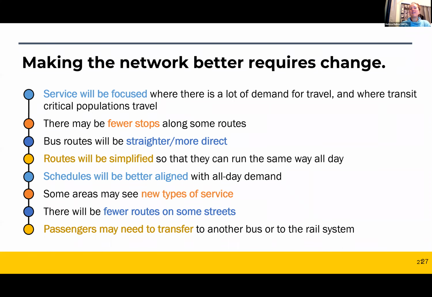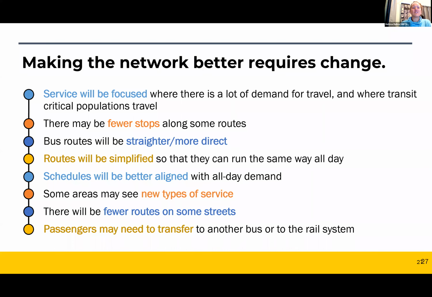There also may be fewer routes on some streets. For example, there are some streets where we might have 2 or 3 different routes, each of which is not particularly frequent. And I think that the riding public would be better served if perhaps those resources were consolidated into making one really high quality route. And perhaps that means that might require a transfer for some different destinations.